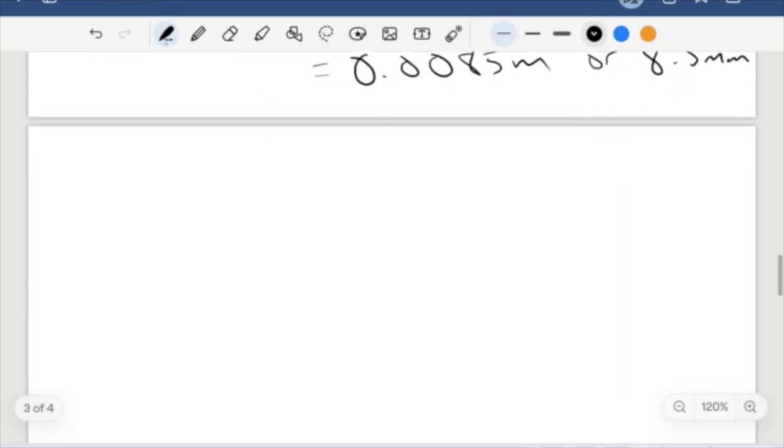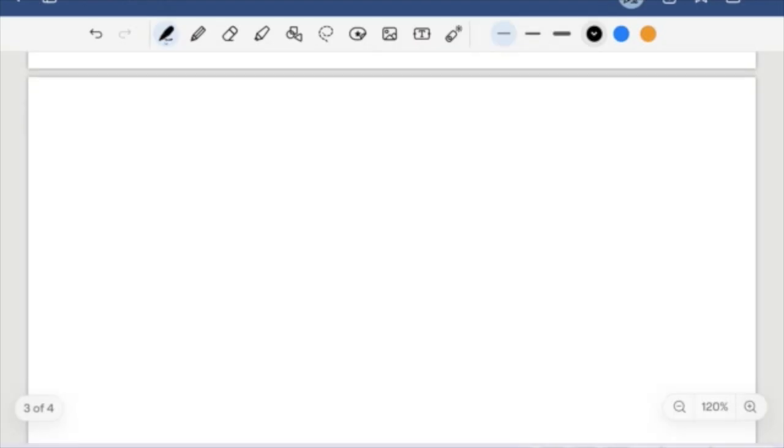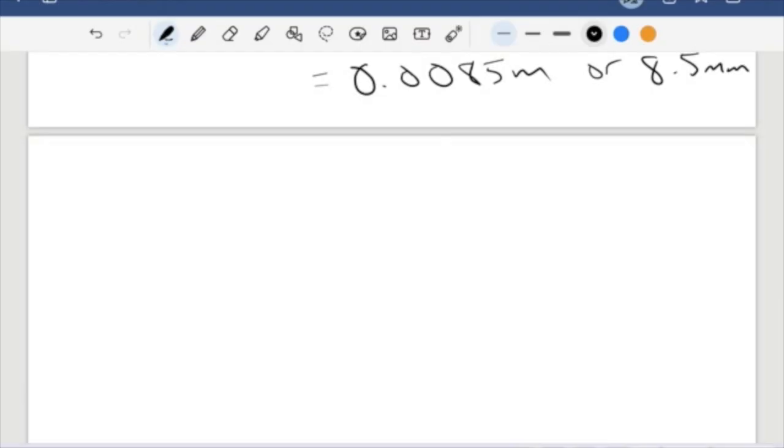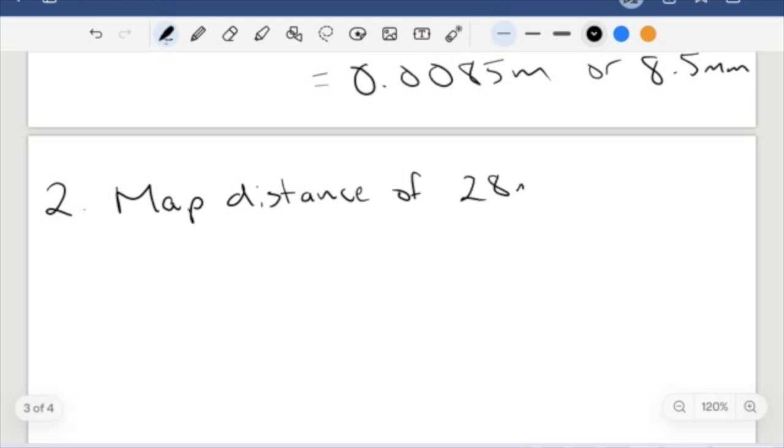Okay, so looking at another extension of this idea, in the previous example we looked at finding the drawing length when given the real length. Now we are going to try to find the real length given the drawing. So first of all, let's say for example we have a map distance of 28 millimeters, and we have a scale of 1 to 500.